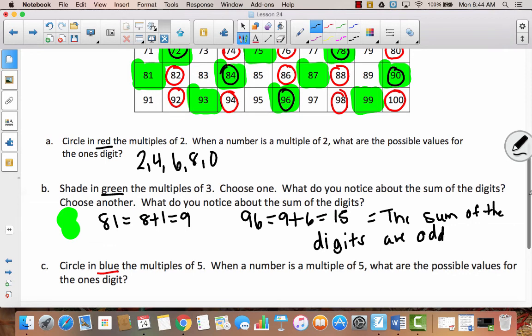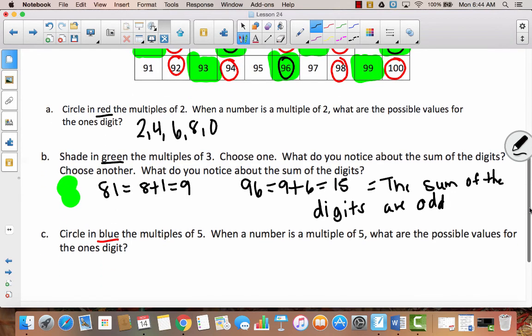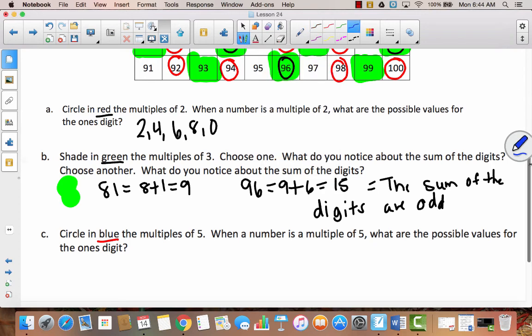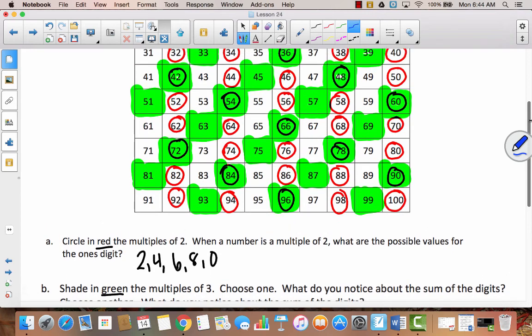All right, we've got one more. Now we're going to use blue and we're going to circle the multiples of 5. And then it said, when a number is a multiple of 5, what are the possible values for the ones digit? So this shouldn't take you very long. So go ahead and choose your blue and then go through and circle all the multiples of 5, and then we'll come back.